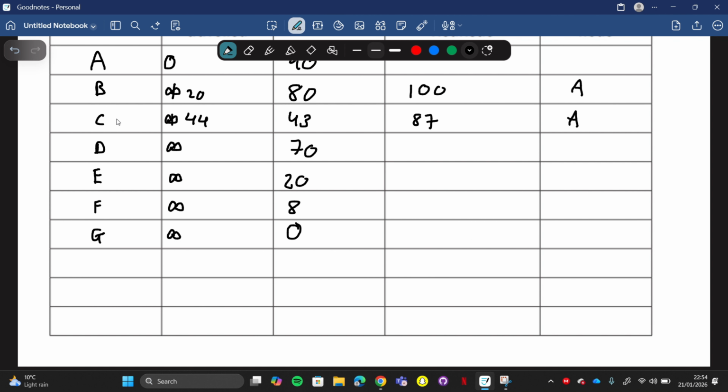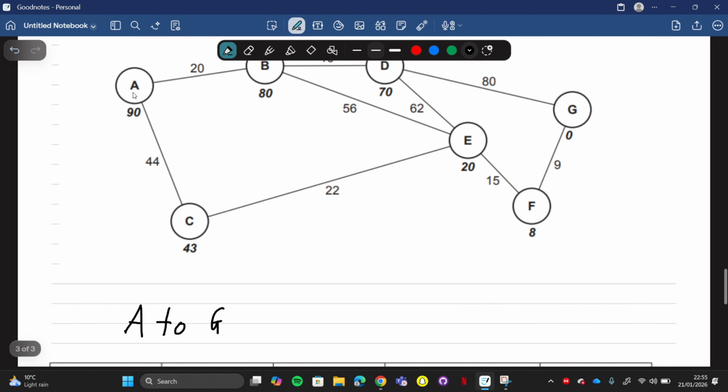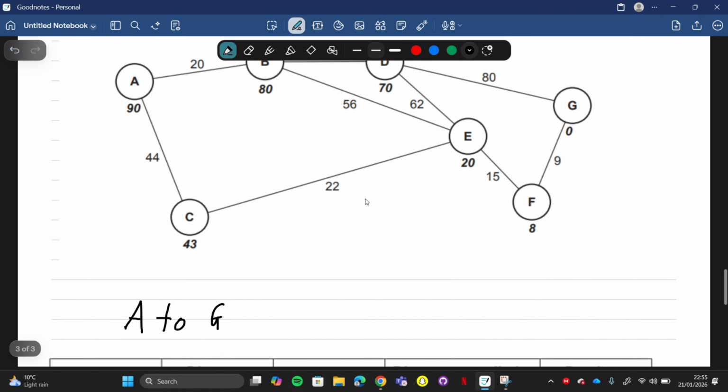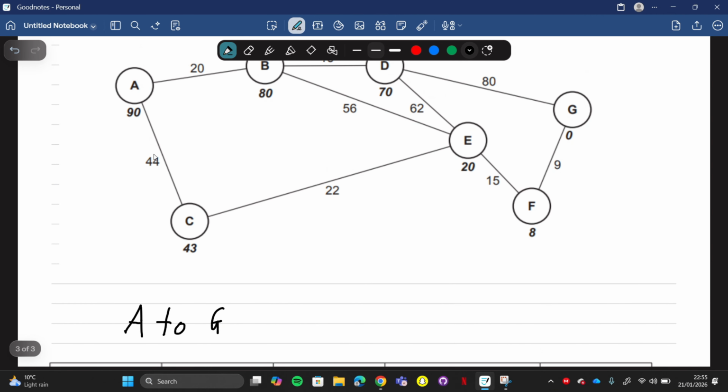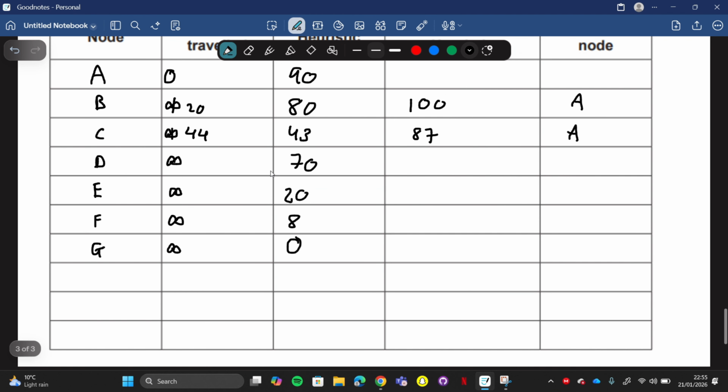So now we mark C as our lowest distance traveled. So we look at all of C's neighbors. It has the start node, so we don't check it. And it has E, which has a distance of 22. So now we look at the distance from A to E, being 66. We mark that down here. And the sum is then 86 here, with the previous node being C. So C is now visited.